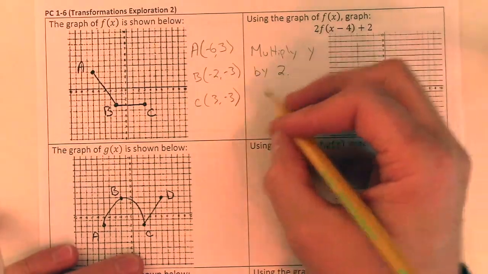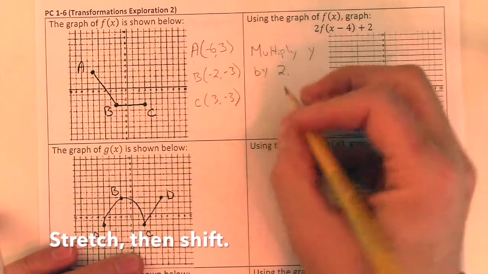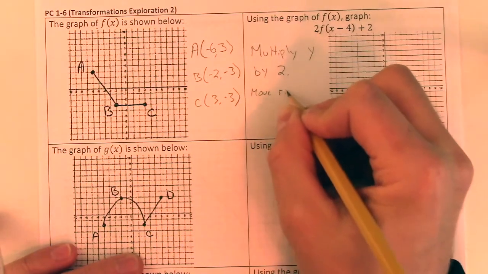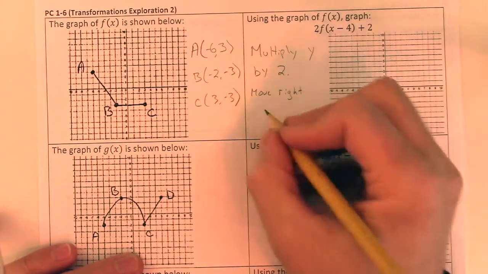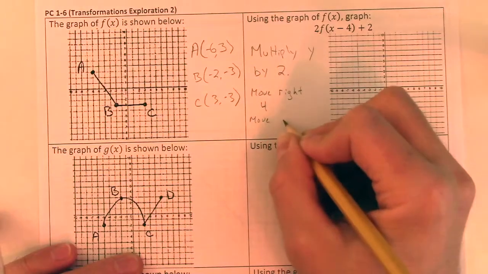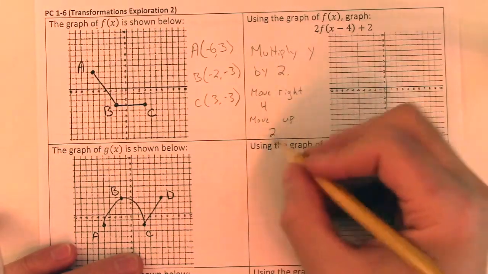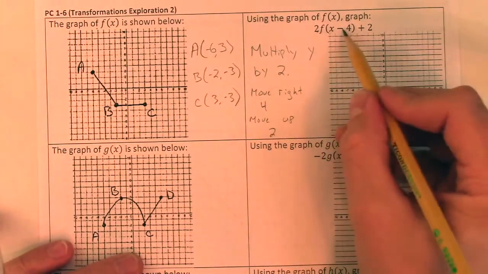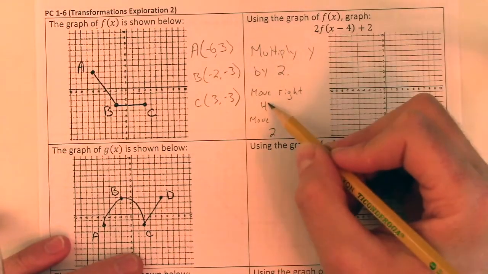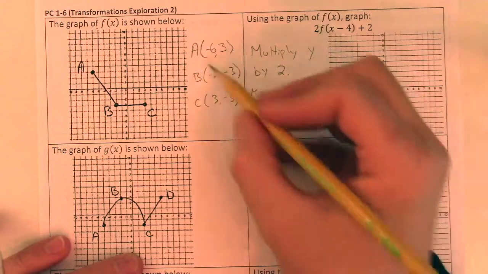So if I have 2 times f of x, you're taking all the y coordinates and multiplying them times 2. The next thing you're going to do after that is move the point right 4. And then you're going to move the point up 2. Now you can move up 2 and then right 4. I just did it in the order that I saw it. So you have to multiply the y coordinate by 2, then move right 4, and then move up 2. We're going to do that with each point.